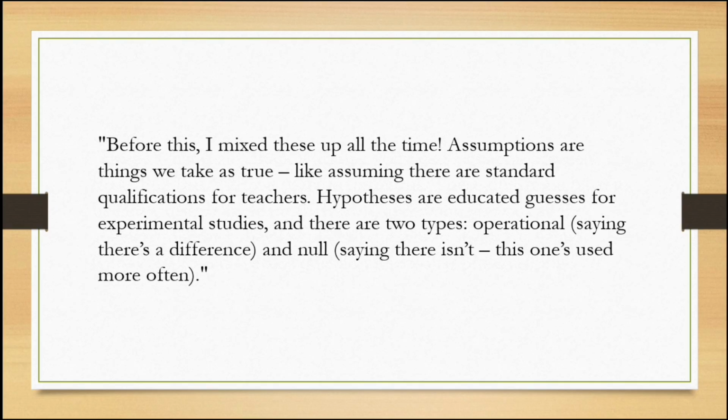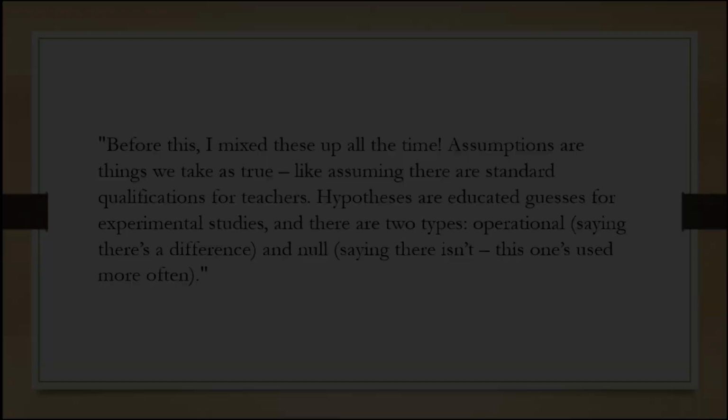Before this, I mixed this up all the time. Assumptions are things we take as true, like assuming there are standard qualifications for teachers. Hypotheses are educated guesses for experimental studies, and there are two types: the null and the alternative hypothesis. There's a difference, and rationale is not just one use.